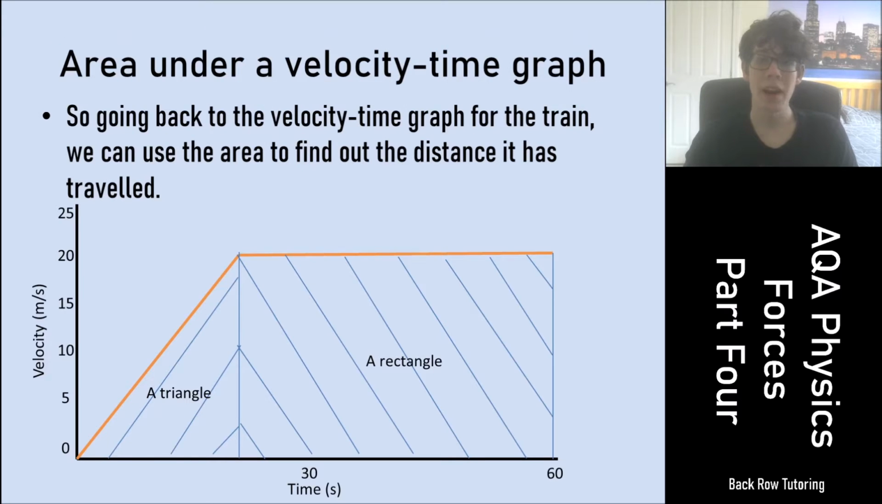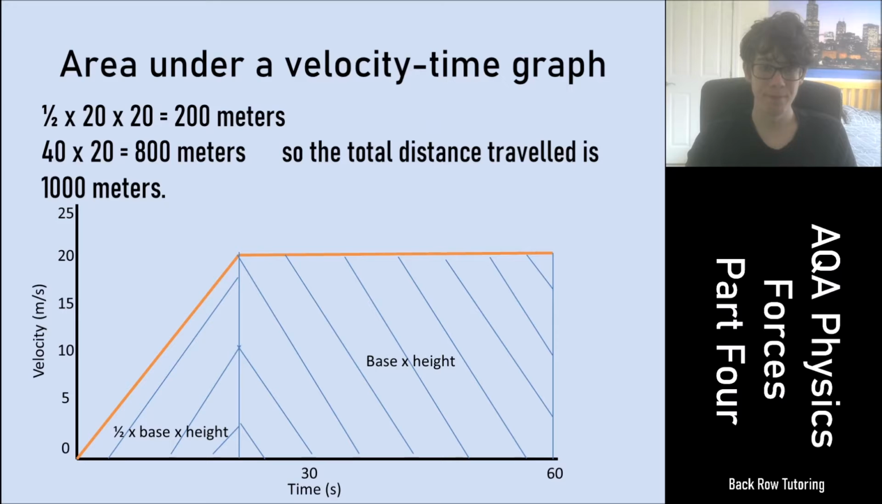So, going back to the velocity time graph for the train, we can use the area to find out the distance it has travelled. Looking at this velocity time graph, we can see that underneath we'll have a triangle and we'll have a rectangle. So the first thing we do is split it up into two manageable chunks. The area of the triangle, because it's a right angle triangle, is half the base times the height, and the area of the rectangle is simply the base times the height.